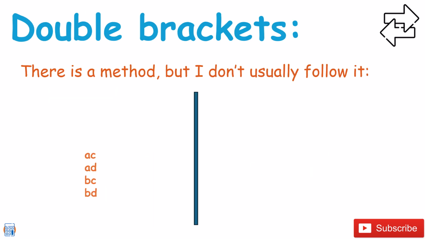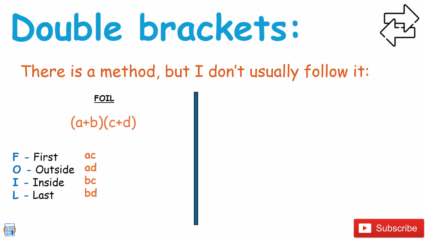Moving on to double brackets now. There is a method, and I don't directly follow it. You'll see what I mean by my method is the same thing, but I just never remember it. The real method that you'll see in your textbook is called FOIL. So it's first, outside, inside, and last. But I prefer to use my arrow method, as it's basically the same thing.